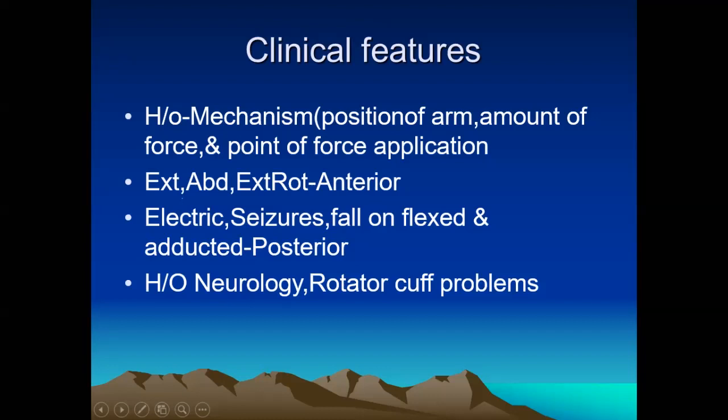Clinical features, especially the history of mechanism, that is, the position of the arm at the time of force and the point of force application, is important. In anterior dislocation, it is extension, abduction, and external rotation. In electric shock and seizure, or a fall on a flexed or adducted arm, posterior dislocation can happen. So especially when it is adducted and flexed, you think of posterior. When it is abducted and externally rotated, you think of anterior. Okay.